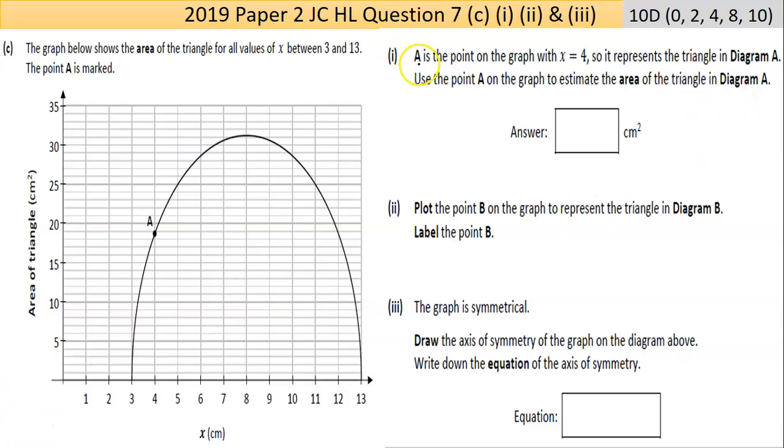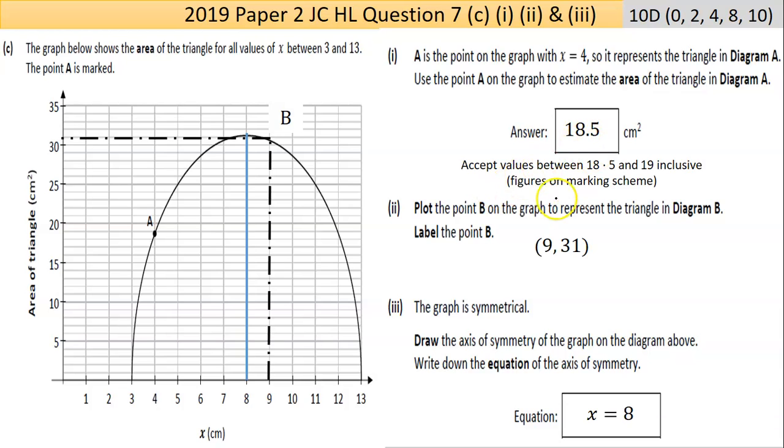So part 1 here is ridiculously easy. You're looking at point A. The y-axis here represents the area. If you bring that line across, I'm going somewhere between 15, 16, 17, between 18 and 19. I'm going to call it 18 and a half. So I have that there in the answer. As long as you're anywhere around 18 and a half and 19, you're going to get the marks, and the units are already provided.